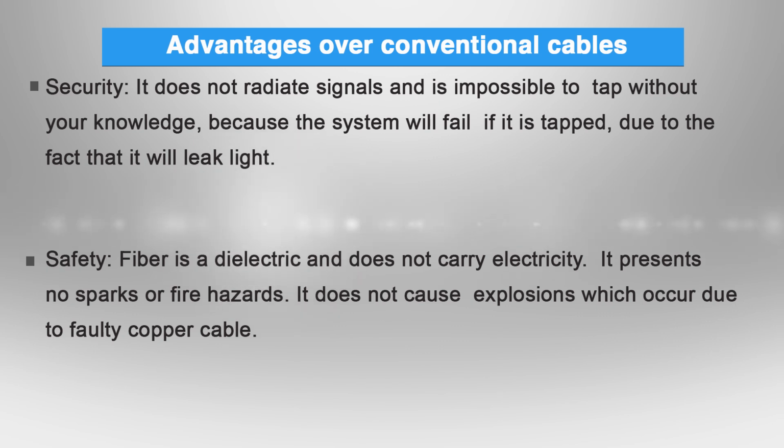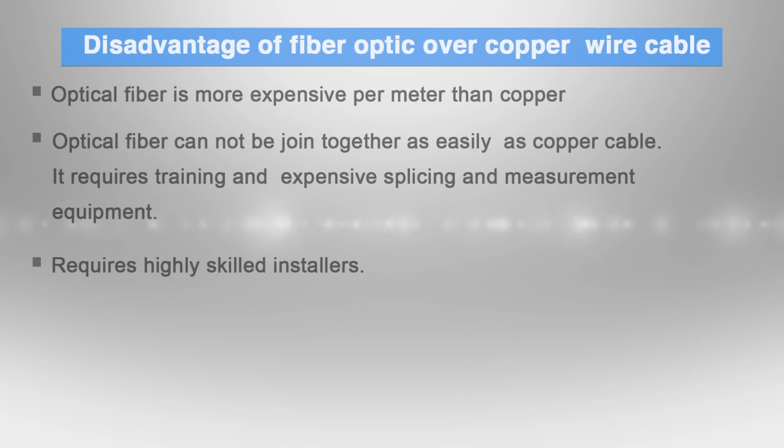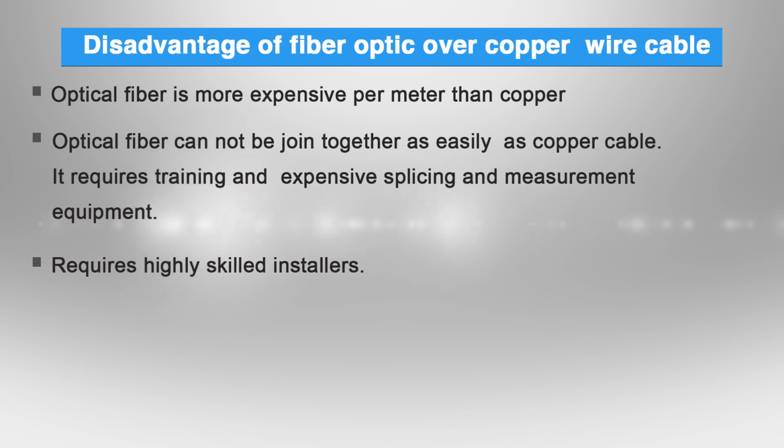Safety, fiber is dielectric and does not carry electricity. It presents no spark or fire hazard. It does not cause explosions which occur due to faulty copper cable. Disadvantages of fiber optic over copper cables. Optical fiber is more expensive per meter than copper.